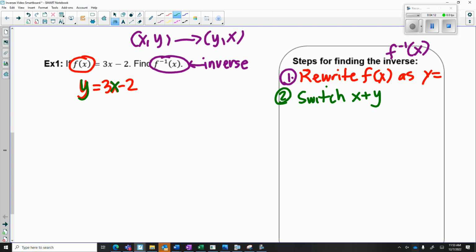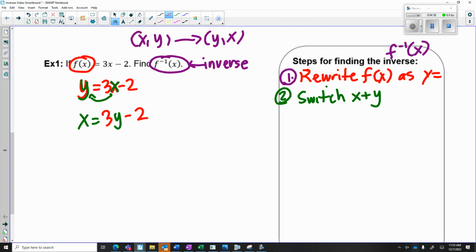So x and y basically are going to switcheroo. So this is going to become x equals 3y minus 2. Notice I'm copying down the exact same equation. I just switch x and y. I don't switch the 3 at all. I don't move the 2. I just switch x and y.